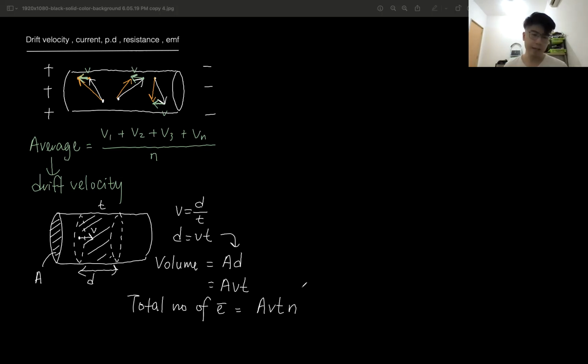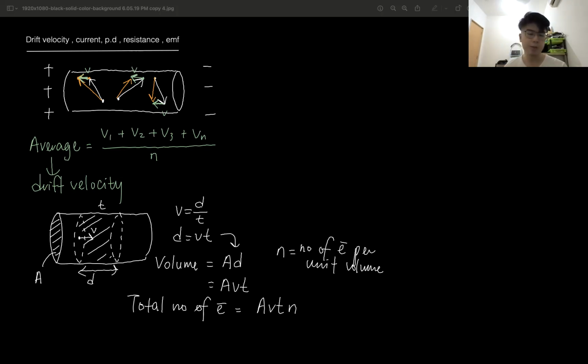What is N here? Again, N is the number of electrons per unit volume. That means in 1 unit volume, 1 meter cubed or 1 cm cubed, how many electrons are there? That depends, of course, on the material. If you're talking about copper, maybe it has less than silver. Some materials have more free electrons, especially the good conductors. So this N really depends on the material.